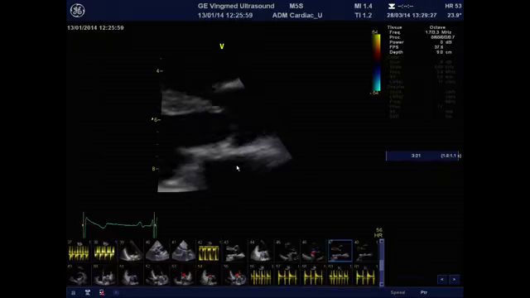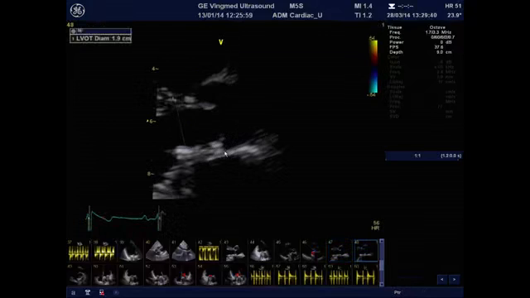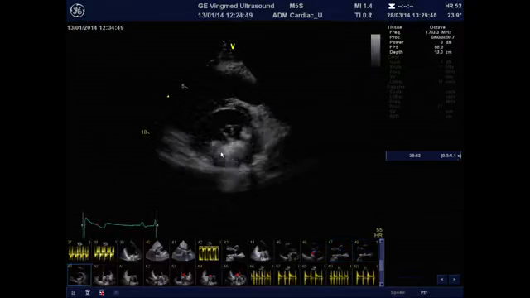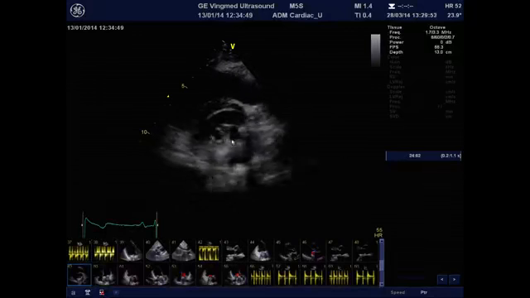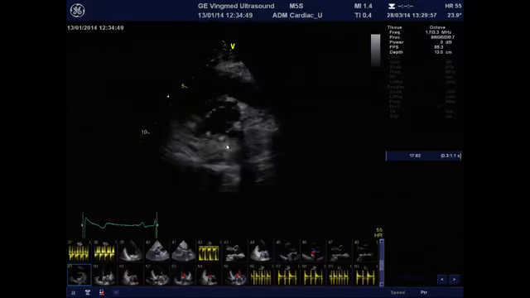Before moving on to the next view, you need to measure the LVOT dimension because you will need it in the continuity equation to evaluate the effective valve area. So here, as you know, we just measure the LVOT dimension. So we can move on to the parasternal short axis view at the mitral valve level. Here you can clearly see the normal movement of both leaflets.